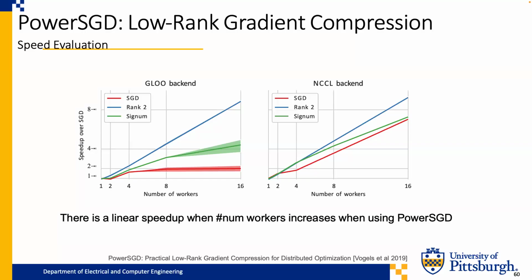So they evaluate this low rank factorization method. This backend is intended for CPU training. This is for NVLink GPU training. So this is a cluster of CPUs, a cluster of GPUs. The SGD rank 2 is the one with the low rank gradient factorization. You can see the blue line gives you the best speedup in both cases.